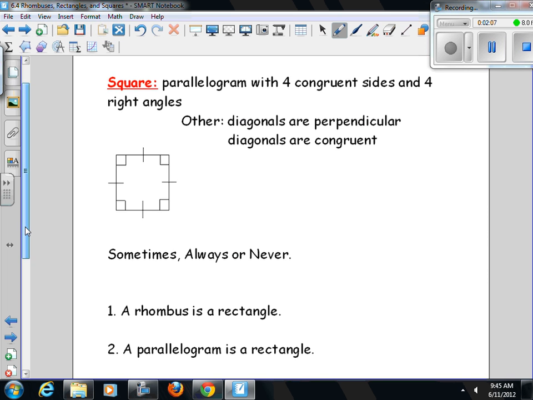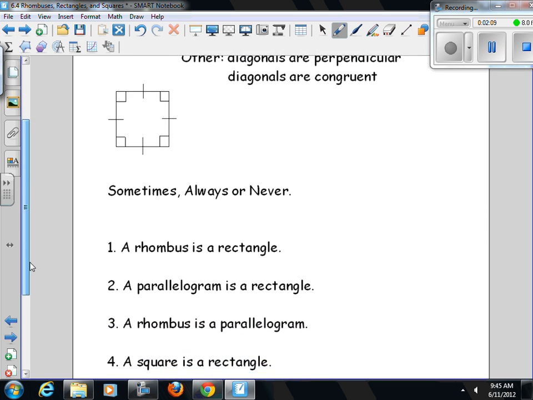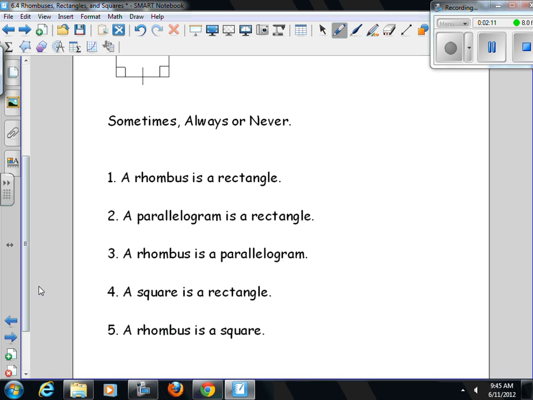Now, what I'd like us to do is look at each of these statements and say whether this is sometimes the case, always the case, or never the case. Now, the first statement is a rhombus is a rectangle.